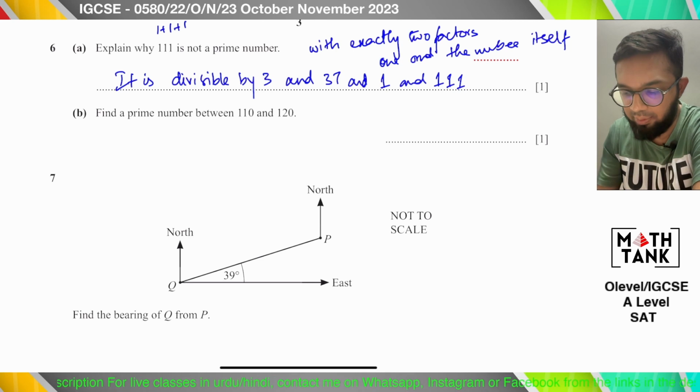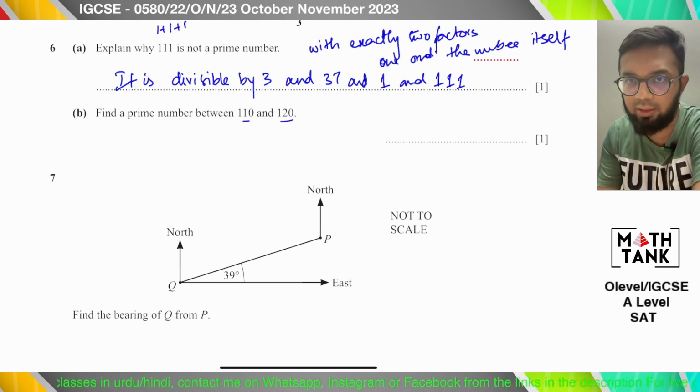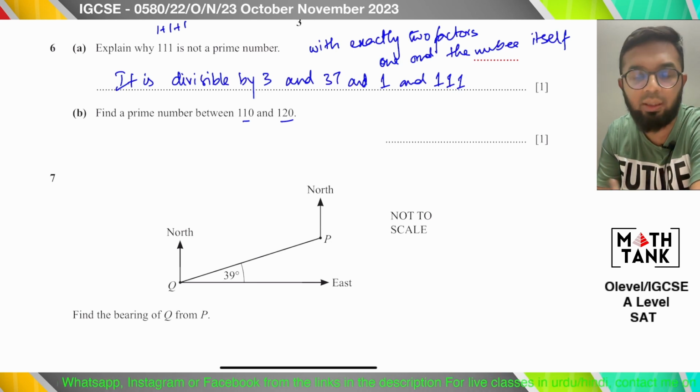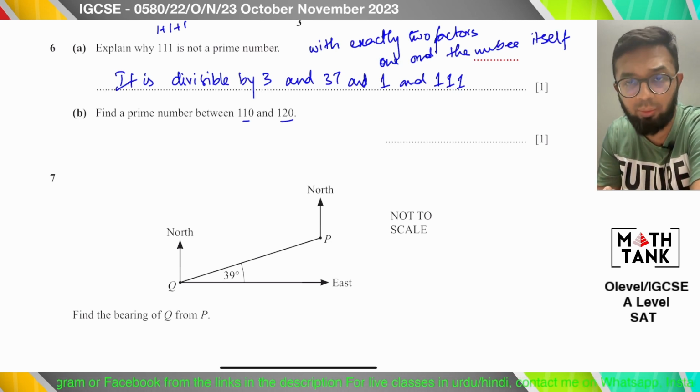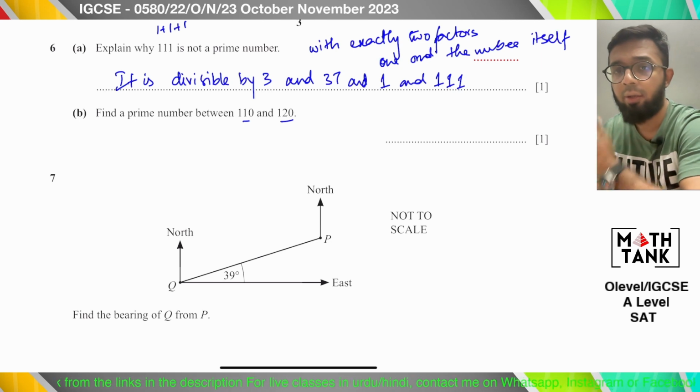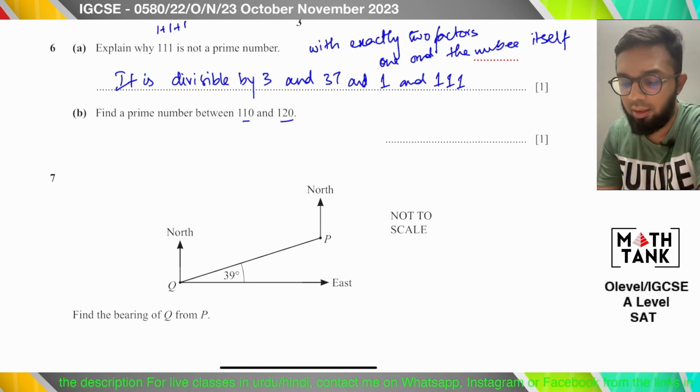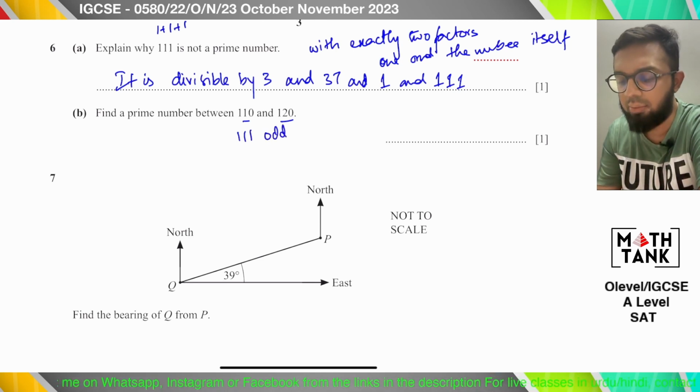Find a prime number between 110 and 120. The simple idea is that you start with the odd numbers. The even numbers are never prime. The only even prime number is 2, so make sure that you know that. And 111 is an odd number, but that wasn't prime.